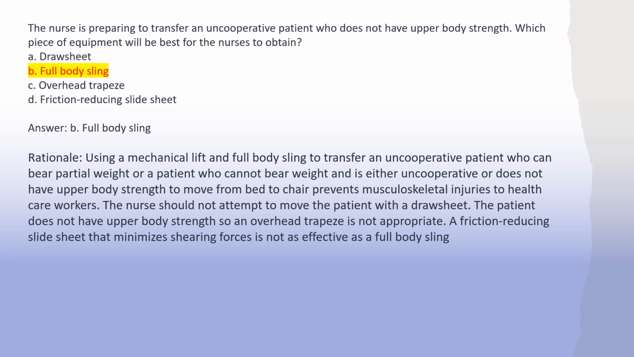Answer B. Full body sling. Rationale: using a mechanical lift and full body sling to transfer an uncooperative patient who can bear partial weight, or a patient who cannot bear weight and is either uncooperative or does not have upper body strength, to move from bed to chair prevents musculoskeletal injuries to healthcare workers.